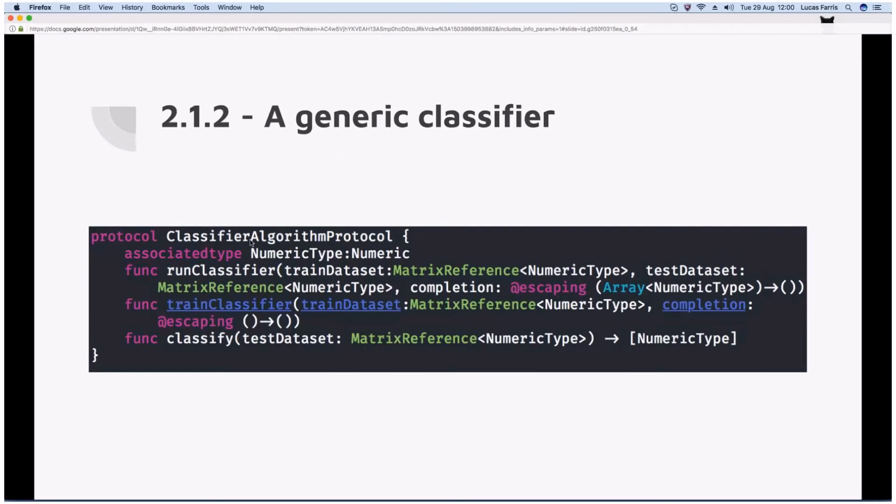Then I tried to create a protocol for a classifier algorithm, and the problem here was that protocols cannot be generic in Swift, at least until now. Maybe in the future they will be, but you have to use associated types, and that creates a lot of problems further on, as I will explain. So for example, this is a type of protocol. It has a step to train, a step to classify, and run classifier is going to do everything but asynchronously, so you can see there is a closure here. If you're not familiar with Swift and have any questions, I would be more than happy to explain, okay?